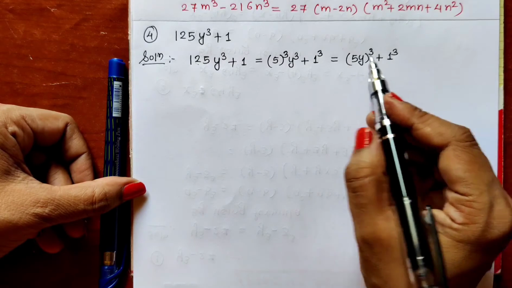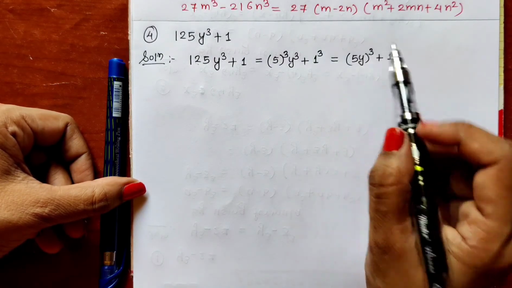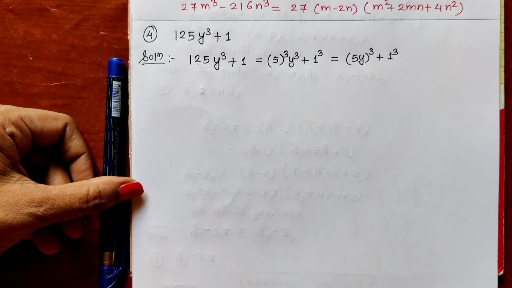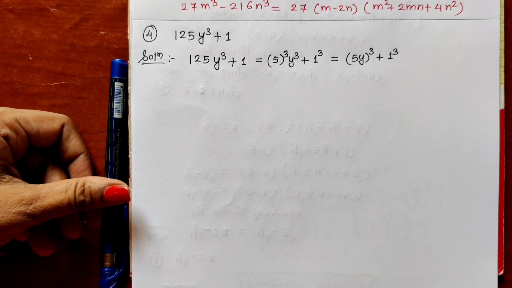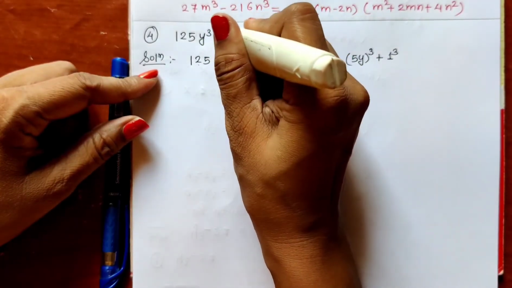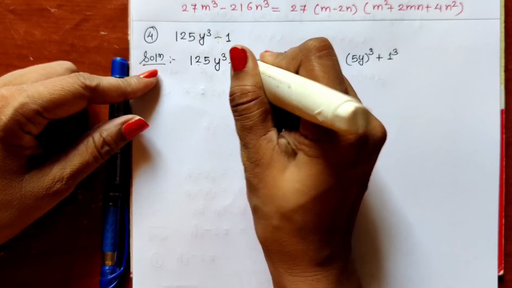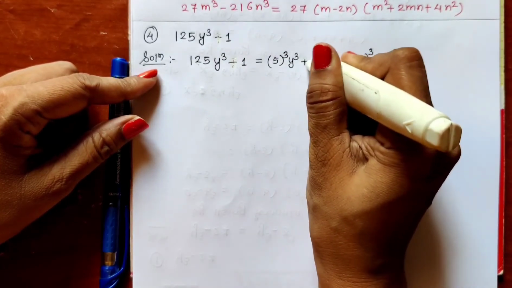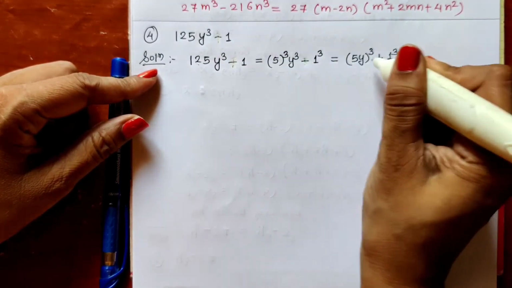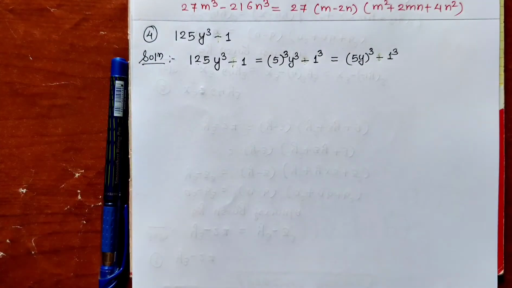So we have got in the format of a cube minus b cube. Minus sign should be there. It is not plus. I will be making the correction. Everywhere there is minus sign. Okay, so we have got in the format of a cube minus b cube.